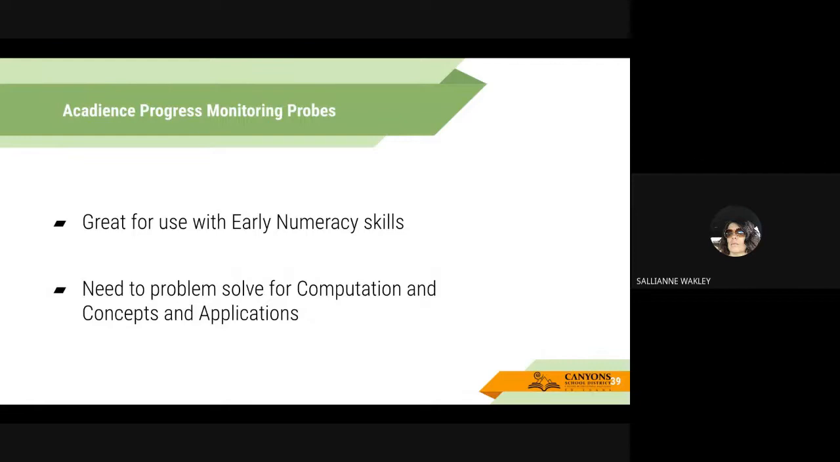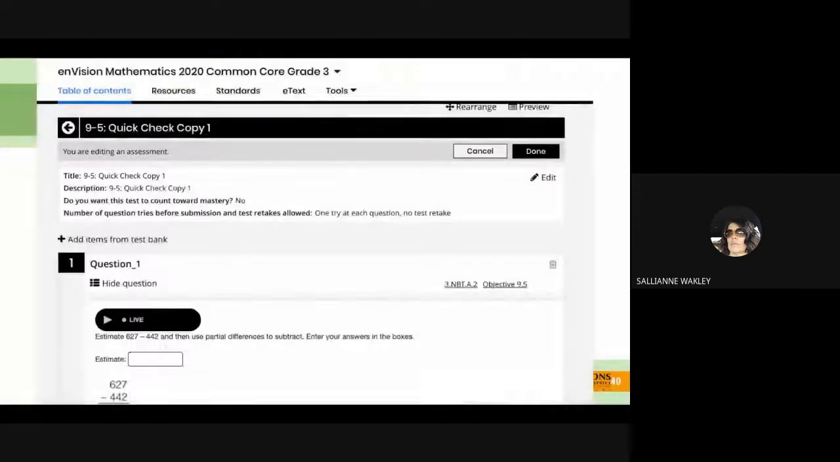So that's great for the early numeracy. We still need to problem solve. We're working with our team to figure out computation and concepts and applications. Since teachers haven't been correcting the assessments, it's hard to give them and know how to correct them and then put them in the Acadience platform. So we are working on that as far as Acadience goes, but we do have some good ideas for what you can do now until we get all that, or in addition to Acadience.